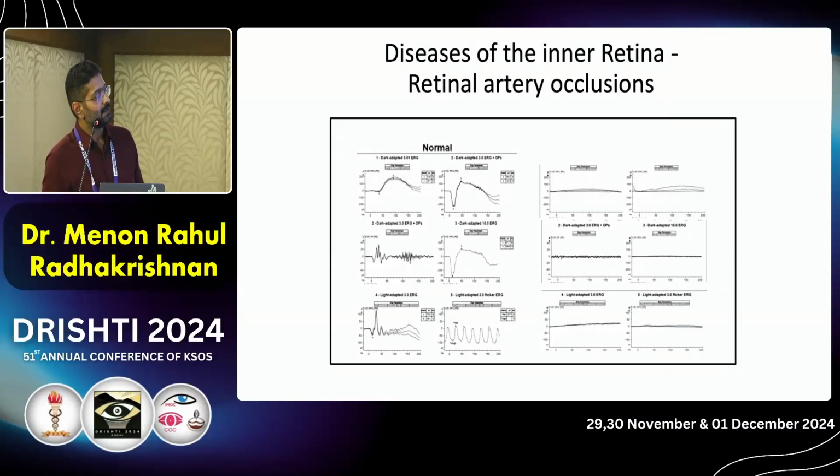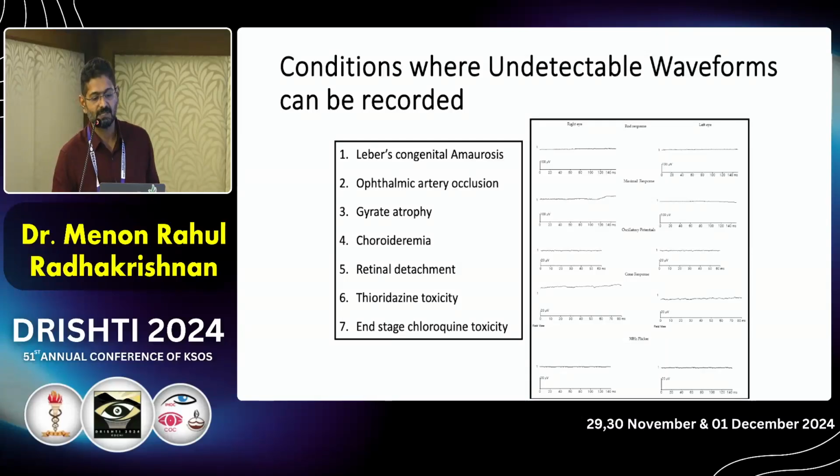Now in a retina, especially CRA, we mostly rely on clinical examination or probably an OCT to get the diagnosis. But sometimes, you can also use an ERG, where it is one condition where you get an unrecordable ERG, and often in the initial stages, the B wave is the first thing to get affected. Now, these are the conditions where you will find undetectable waveforms: LCA, ophthalmic artery occlusion, gyrate atrophy, the list goes on.